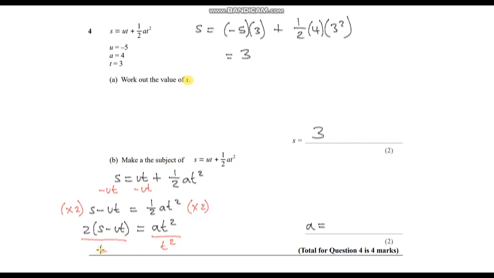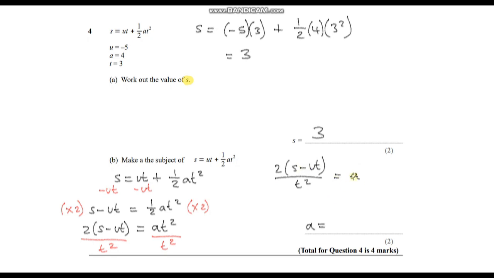So we need to divide both sides by t squared. So what we are left with is 2 times (s minus ut), all of that over t squared, and that is just going to equal a. Notice, the t squareds will just cancel out. So we have made a the subject.